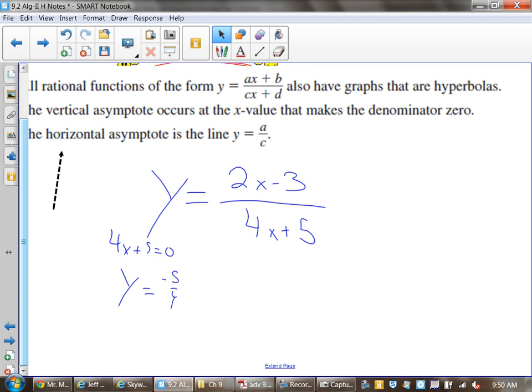So my vertical asymptote would be at x equals negative 5/4. Excuse me, I don't know why I wrote y. And then my horizontal asymptote are the coefficients. Because my vertical is this, my horizontal would be y equals 2 over 4, otherwise known as 1/2. Okay? That's what that style of equation is going to look like. Yes, sir?